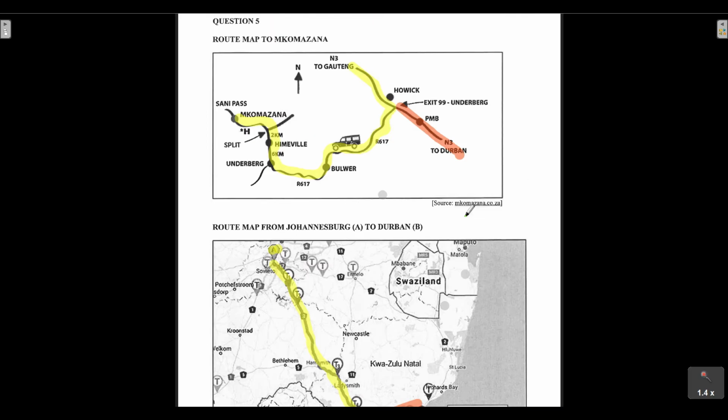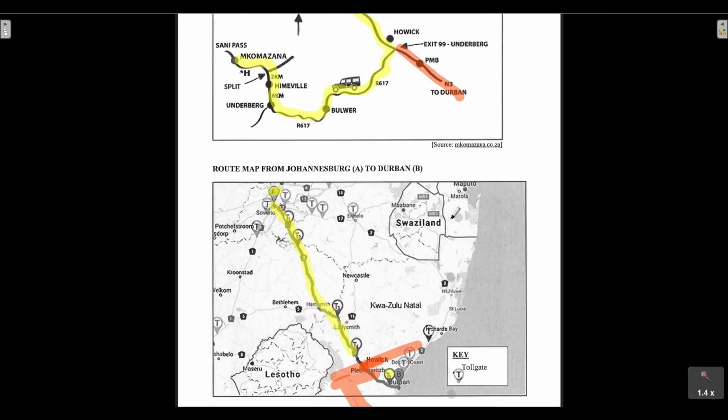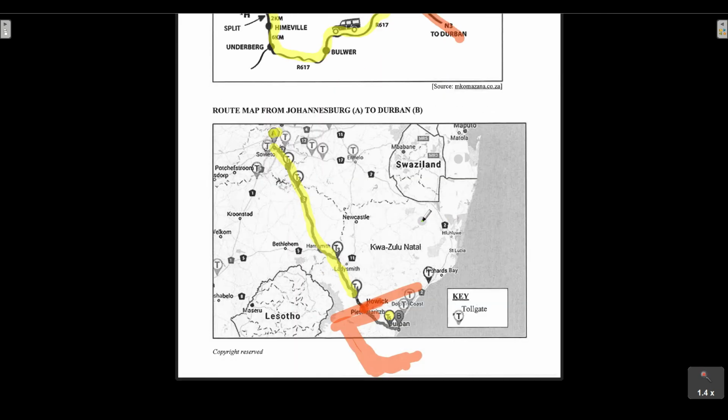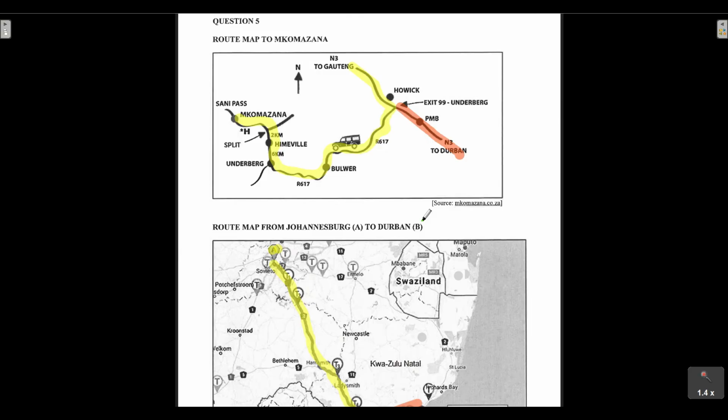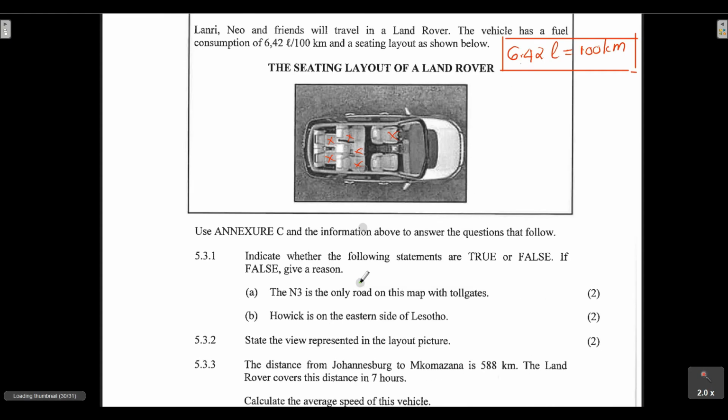So do you see how these two route maps work so well with each other to help us answer the questions? Okay, so one is like a more zoomed in view, right? And the other one is more like a higher view of this route. Okay, so let's now have a look at the question, right? Indicate whether the following statements are true or false. If false, give a reason.